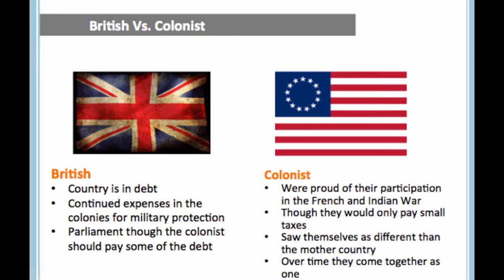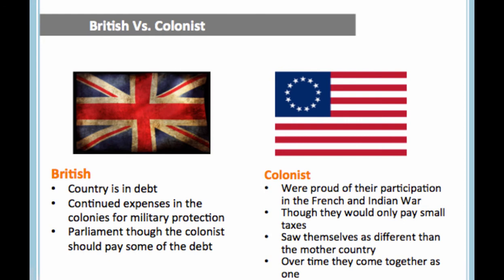So the colonists were actually proud of their participation in the French and Indian War, and in the end, they knew they were going to have to pay some type of taxes, but they didn't think that their taxes were going to be as extreme as what the Parliament had decided to implement in the colonies. They saw themselves as a different group of people than people that lived in Great Britain.